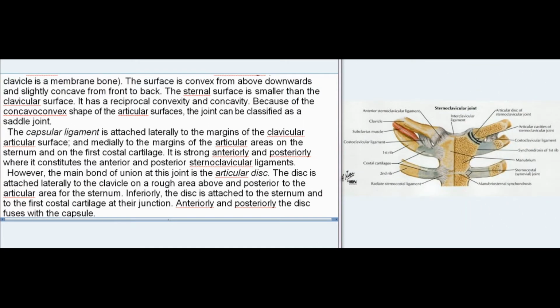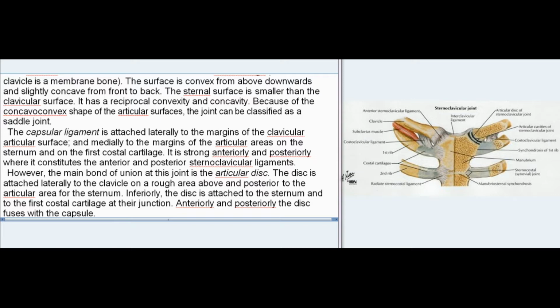The surface is convex from above downwards and slightly concave from front to back. The sternal surface is smaller than the clavicular surface. It has a reciprocal convexity and concavity. Because of the concavo-convex shape of the articular surfaces, the joint can be classified as a saddle joint. The capsular ligament is attached laterally to the margins of the clavicular articular surface, and medially to the margins of the articular areas on the sternum and on the first costal cartilage.